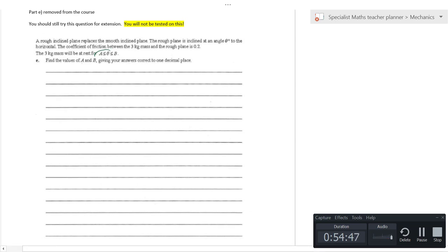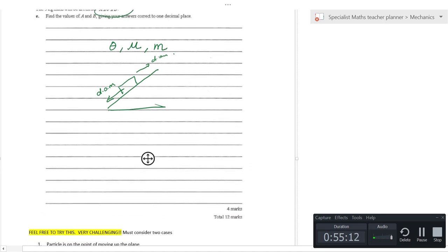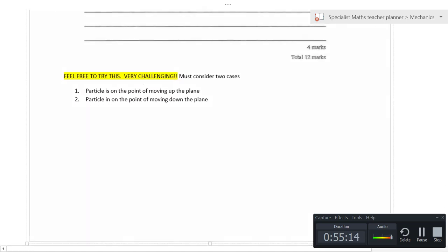Here you've got to find the angle, theta, the coefficient of friction, or some unknown mass, where a particle is on the point of moving either that way, direction of motion, or the other way. Now, I would like you to try this question, please. Try it on the board with me.